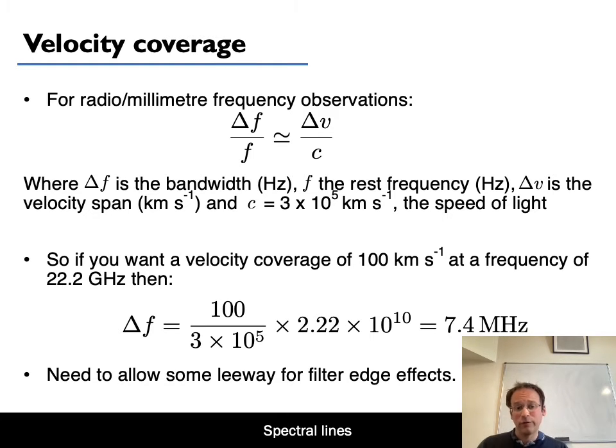And so, for example, if we're observing, say, the water line, the H2O line at 22 gigahertz, and we want velocity coverage of 100 kilometers a second, then we're going to need to have a bandwidth of at least 7.4 megahertz. But as I've already mentioned, you're going to need some gaps either side of that, maybe. Plus, you need to take into account that the sensitivity might drop off at the edges of your band due to the filter, and so you want to make sure that you've maybe got a bit of extra space either side. So you may want to round that up a little bit.